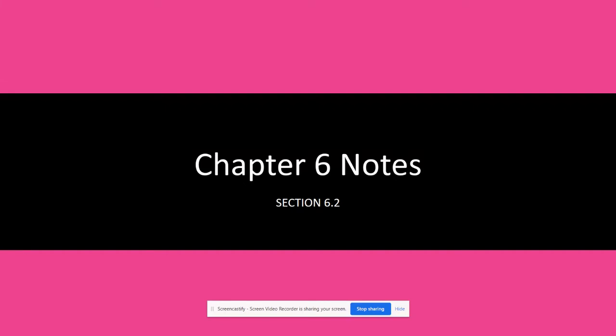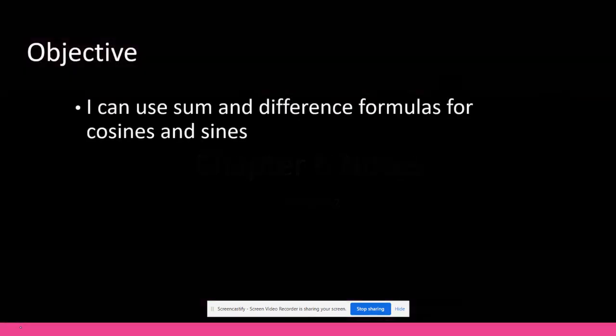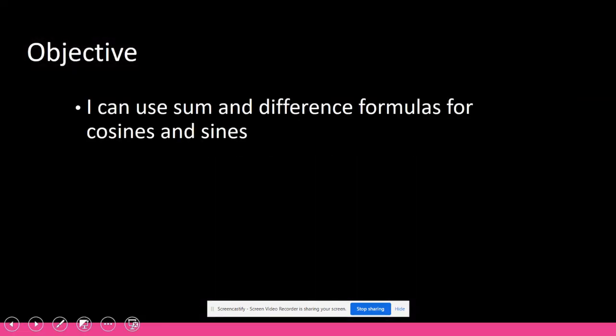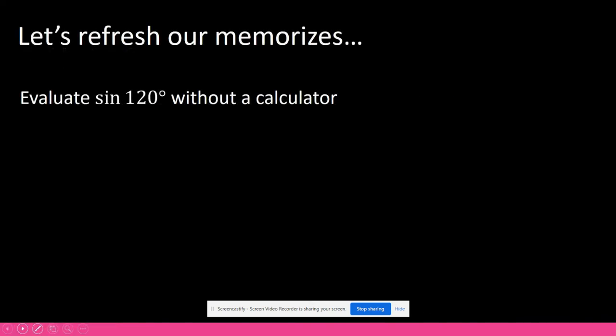Today we're going to look at section 6.2. This involves us using something called the sum and difference formulas for cosines and sine. So we're going to refresh our memories because this is going to be an extension on what we have done in Chapter 5, where we were asked to evaluate sine of 120 degrees without a calculator.